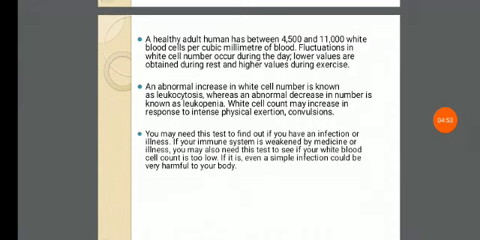An abnormal increase in white blood cell number is known as leukocytosis, whereas an abnormal decrease in the number of WBCs is known as leukopenia. White blood cell count may increase in response to intense physical exertion, convulsions, etc. You may need this test to find out if you have an infection or illness.